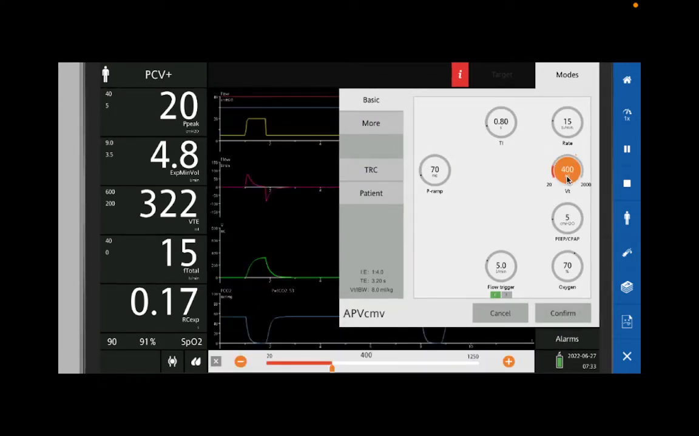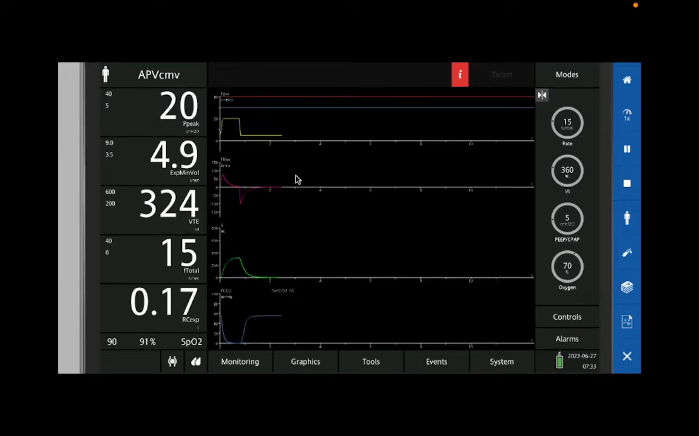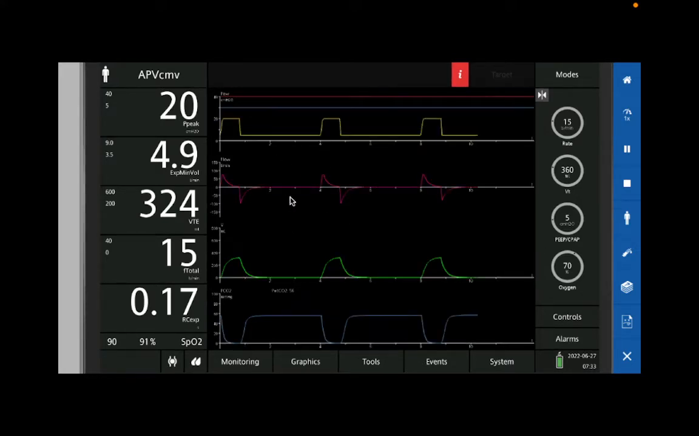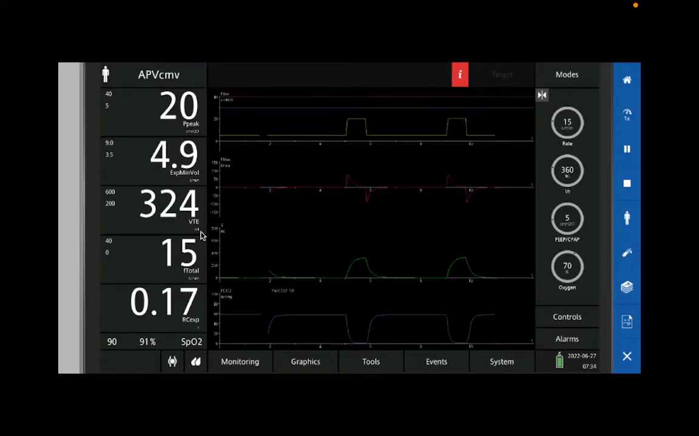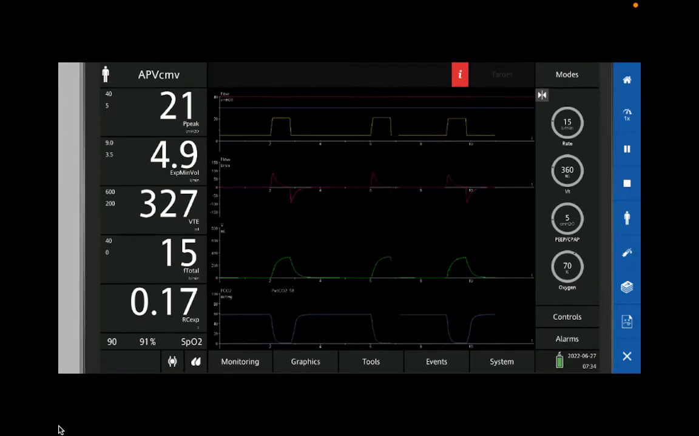You set a volume, so we said 360, right? And the machine is going to give that decelerating flow waveform that your consultant wants, okay? The patient can get as much flow as they want, but the machine now is upping the pressure breath by breath to help the patient, okay? Does that make sense? So PRVC can be a really helpful mode because the patient might be more comfortable, okay? They can get more flow.